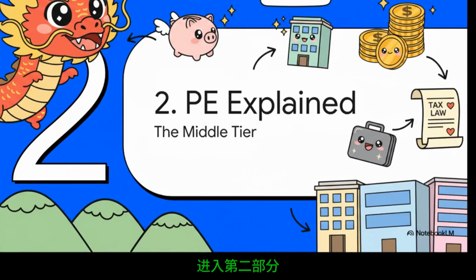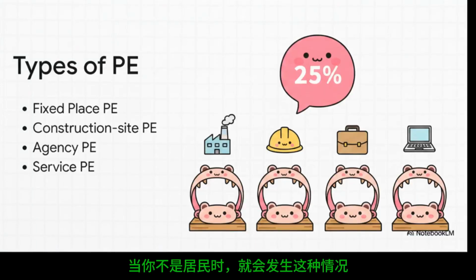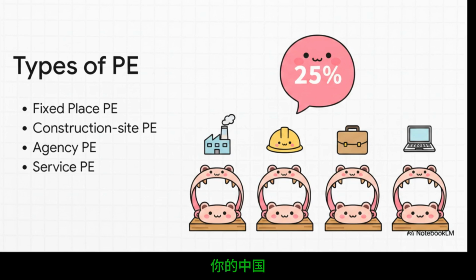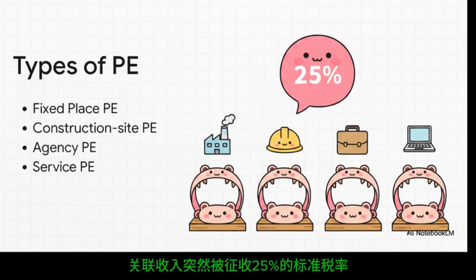Moving on to part two, permanent establishments, or PE explained. This is the middle tier. This happens when you aren't a resident, but your specific activities inside China actually trigger a taxable presence anyway. If you trigger any of these four types of permanent establishments, your China-connected income is suddenly subject to a standard 25% tax rate. First, there's the fixed place PE, which requires physical and temporal permanency, like setting up a branch or a factory.